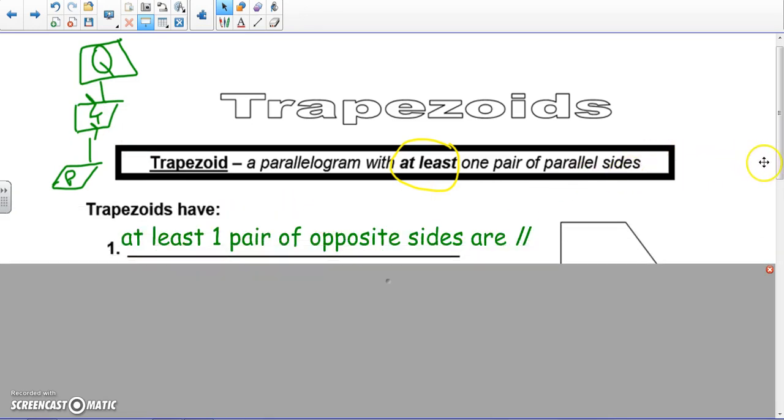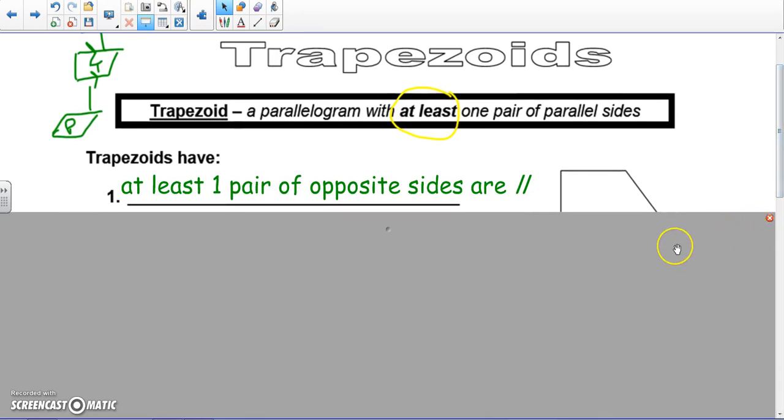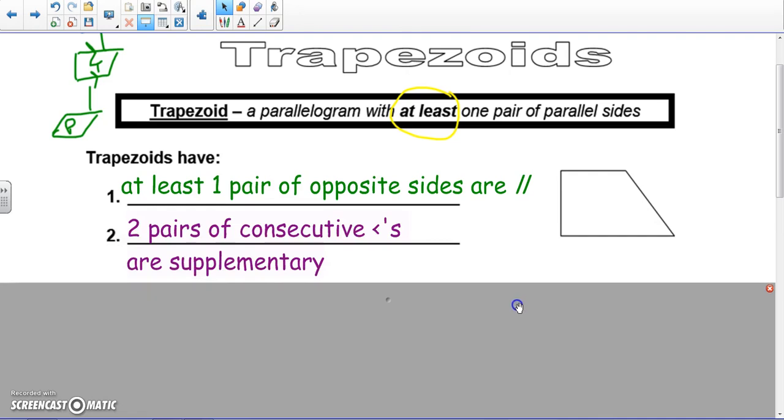Alright, so there's our first definition of a trapezoid. At least one pair of opposite sides are parallel. And there's the second definition. At least one pair of opposite sides are parallel. And in this case we can see there are our parallel sides. If you need another minute to keep writing those down, go ahead and pause, but I'm going to keep going because you guys are able to pause.